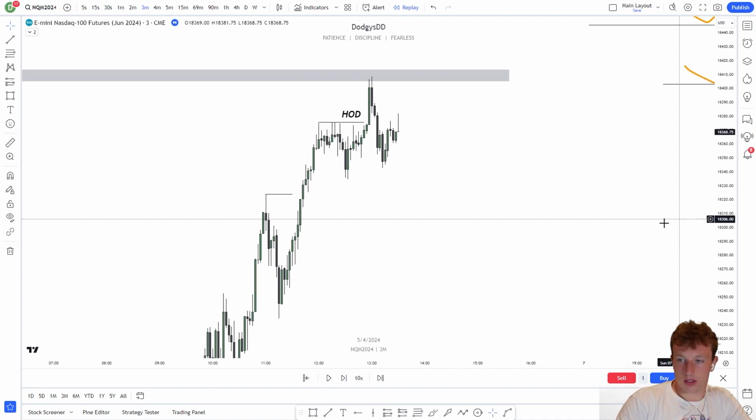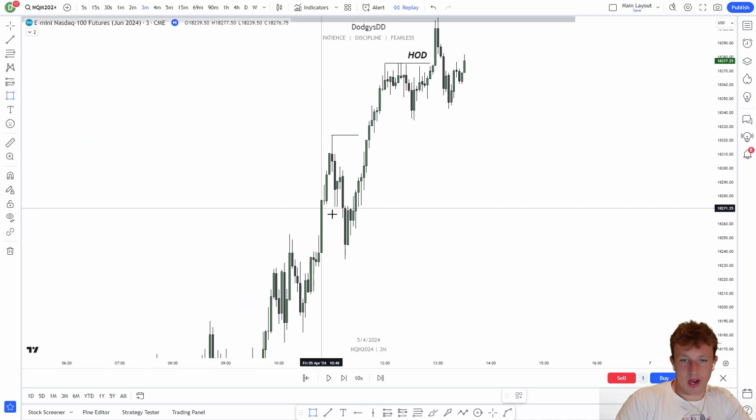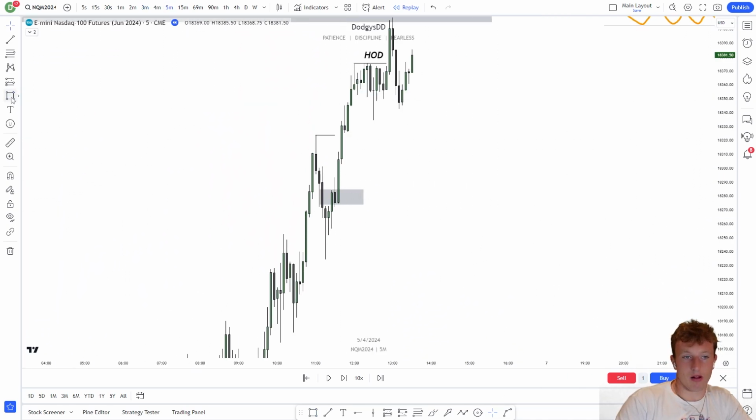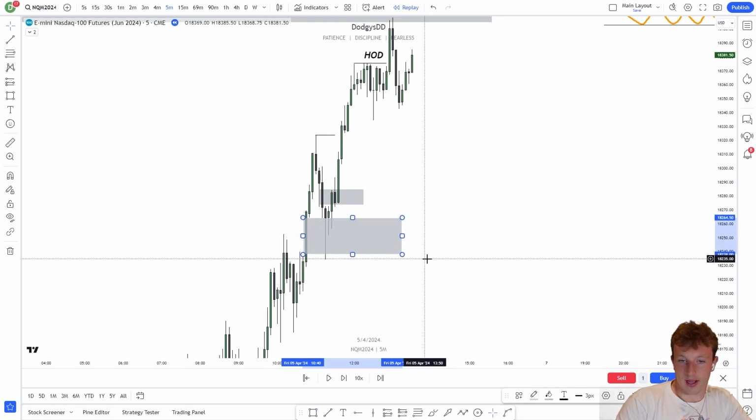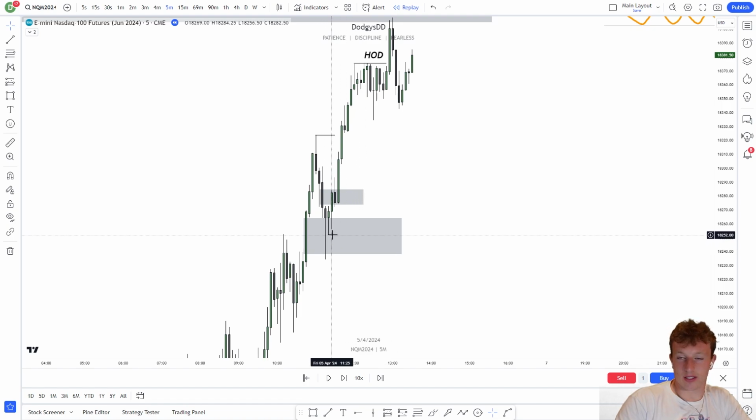Now, a different example right here would be here. Now, you're probably wondering, why wasn't this a market structure shift here? Well, the problem with this is we bounced off, like we were holding another fair value gap here. So there's kind of a mix-up of time frames here, and this is where it gets really complicated, and I'm sorry for losing some of you.